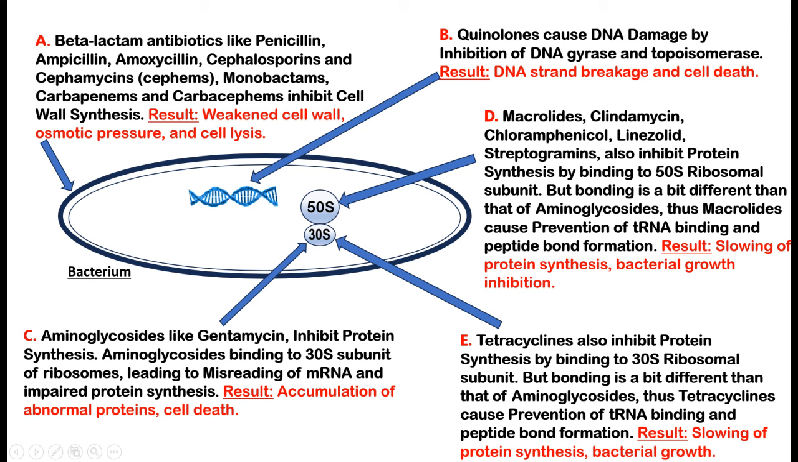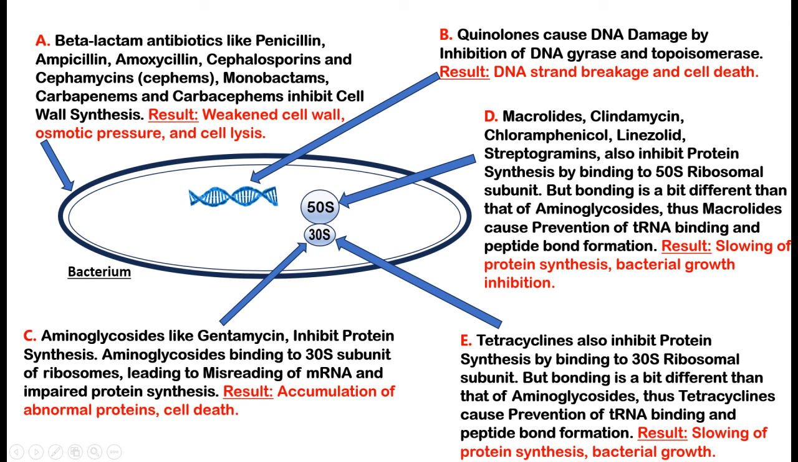Aminoglycosides like gentamicin inhibit protein synthesis. Aminoglycosides bind to the 30S subunit of ribosomes, leading to misreading of mRNA and impaired protein synthesis. Result: accumulation of abnormal proteins, cell death.